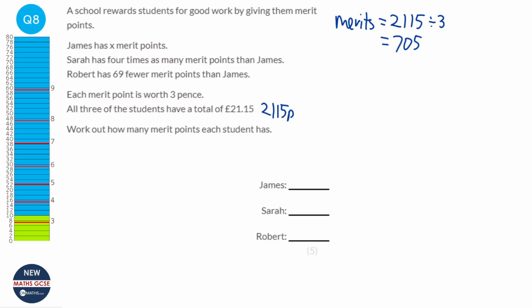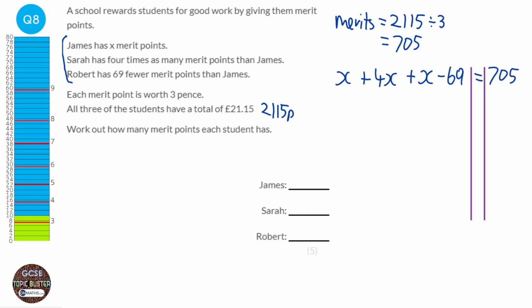Next, have a look at this part here, where it says James has x merit points. Sarah has 4 times as many points as James, so she's going to have 4x. Robert has 69 fewer merit points than James, so he's going to have x minus 69. And we know that that equals 705 because we've just worked that out. And this feels like a solving coming on. So we've got x plus 4x plus x, which is 6x, minus 69 equals 705. And we're going to add 69 to both sides.